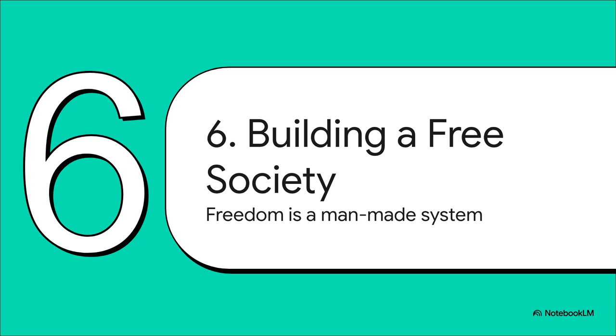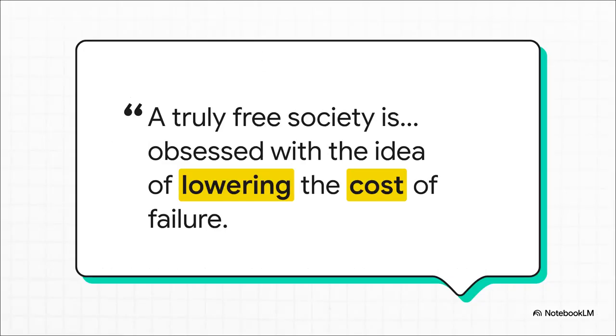So, what's the big takeaway here? In our final section, we're going to see that building a free society isn't something that just happens. Freedom, it turns out, is a system that we have to build ourselves. If there is one thing you remember from this whole explainer, let it be this. Freedom is not the default setting for humanity. It's not a natural state. It's a complex piece of social, legal, and economic machinery that we have to consciously design, build, and most importantly, maintain.